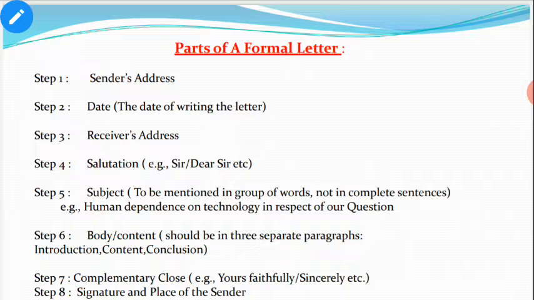Parts of a formal letter. The very first step of a formal letter is to write the sender's address, which means the name and address of the person who is going to write the letter. The address of the sender should be complete and accurate. The sender's address is followed by the date. Date means the date of writing the letter, the day when you are writing the letter, and the date should be written in its proper format.